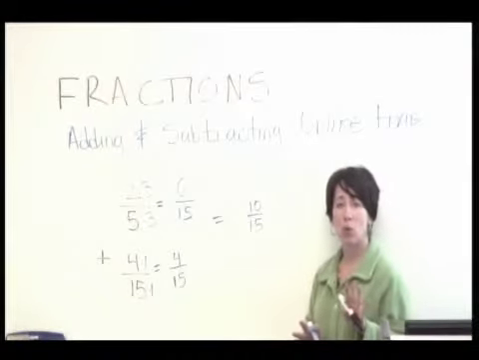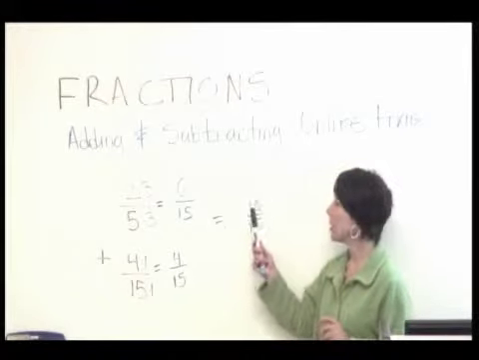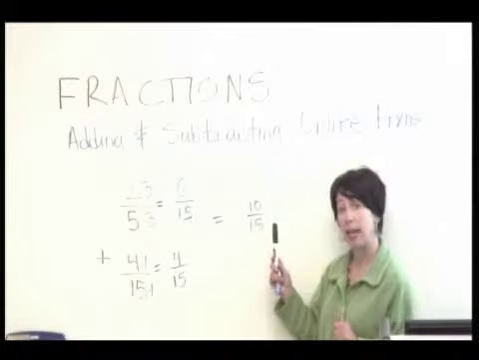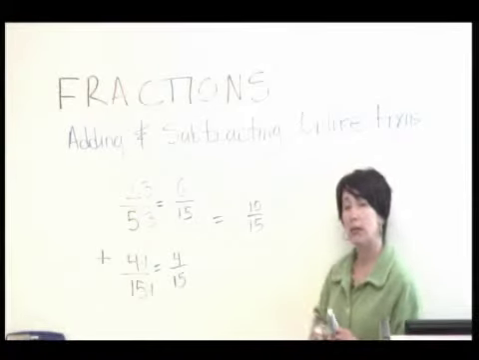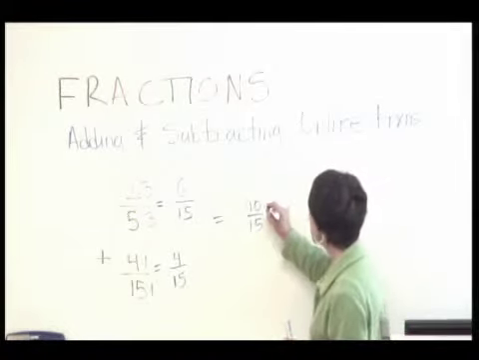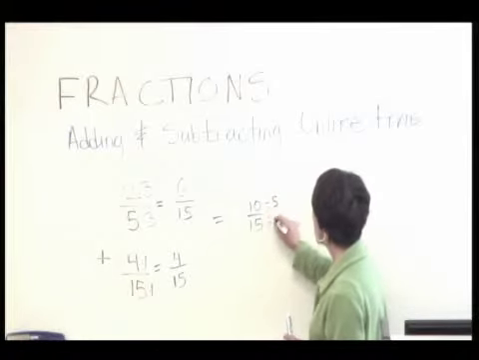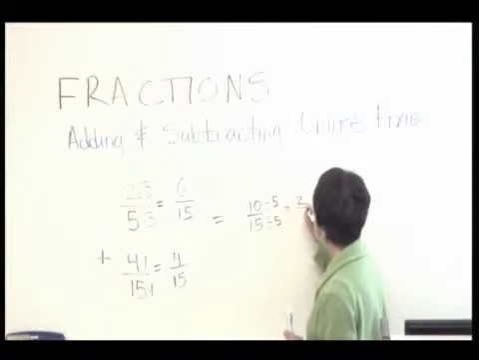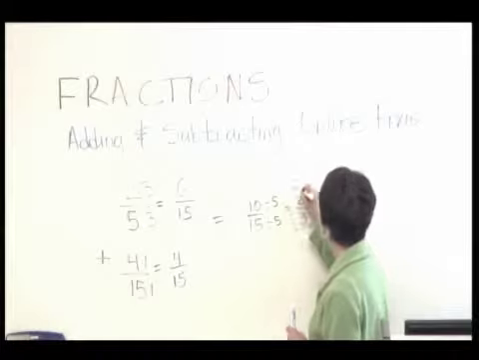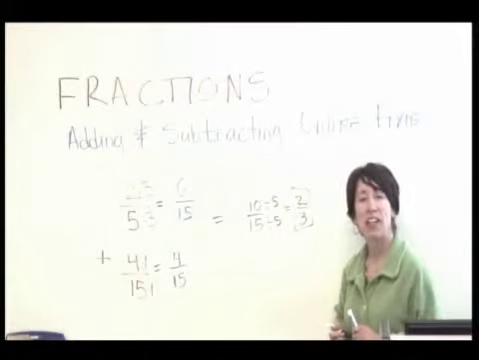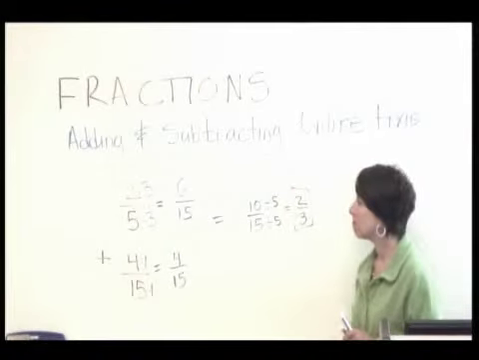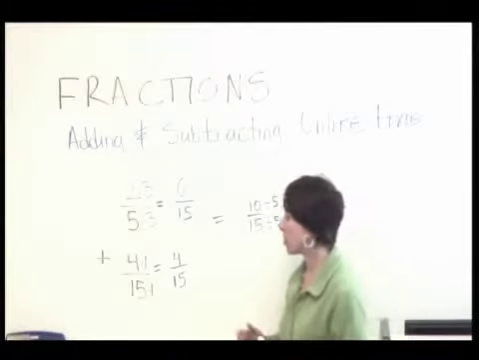Now, step number 4 says to see if this can be simplified further, and it can be. 10 and 15 have a common factor of 5. So I'm going to divide out 5. And that's the final answer. Okay, now let's look at a different problem.